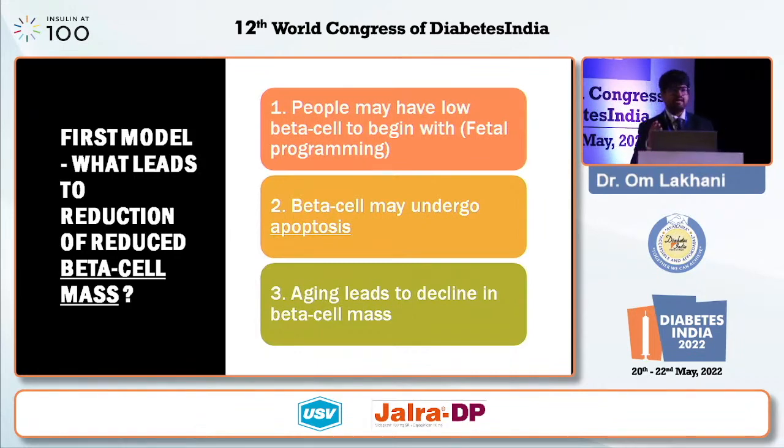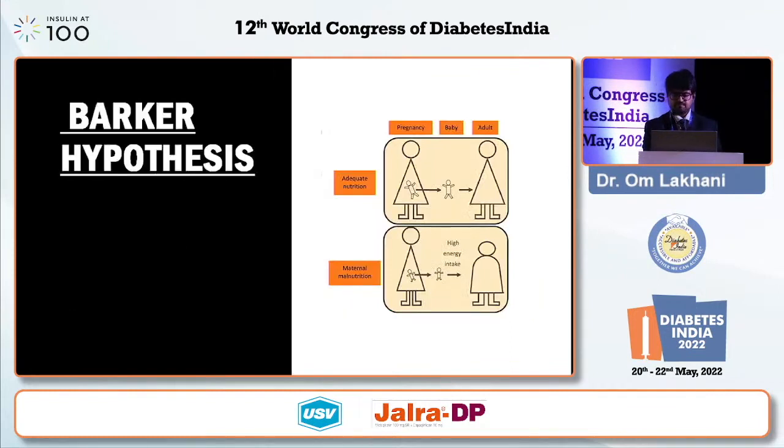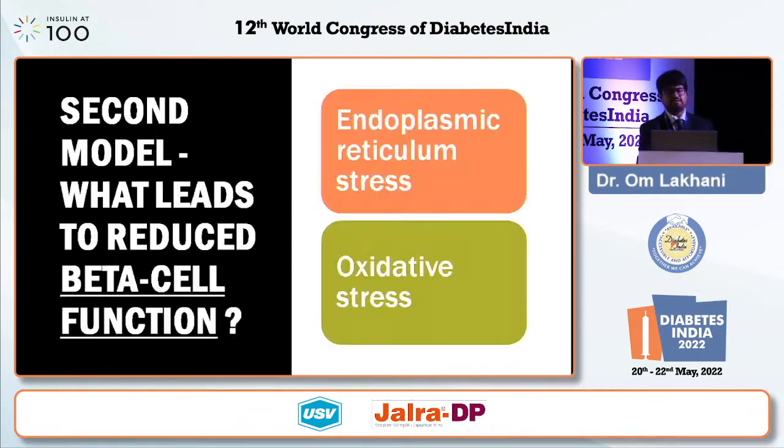The second is perhaps the beta cell undergoes apoptosis over a period of time, and perhaps aging itself leads to decrease in beta cell mass. So there is genuine reason that there could be reduction in beta cell mass as well. You know about Barker's hypothesis. We know that perhaps there are epigenetic changes which occur in utero, and because of this certain genes get switched off, and we are born unfortunately with a smaller beta cell mass that puts us at a risk of developing diabetes in future.